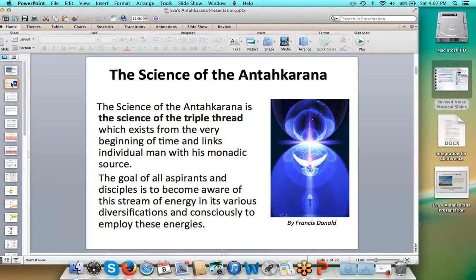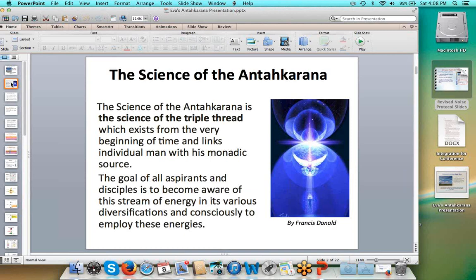So it is a science. It's called the science of the Antahkarana. This Antahkarana is composed of a triple thread, three threads, which exist from the very beginning of time, from the minute you incarnated thousands of years ago to now. And it links each one of us to our monadic source. And what do I mean by our monadic source? It is our spirit self.